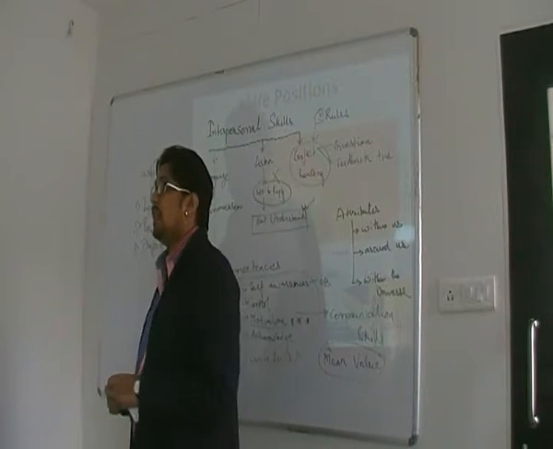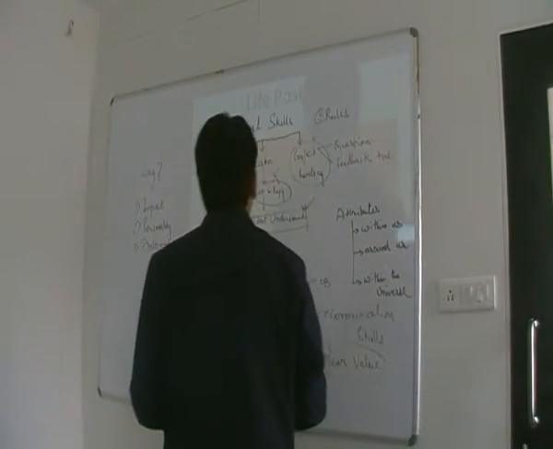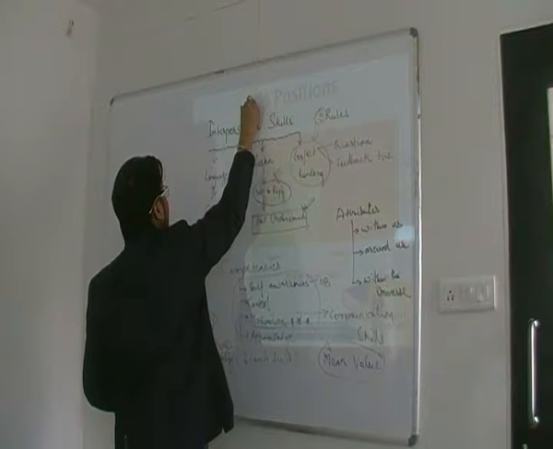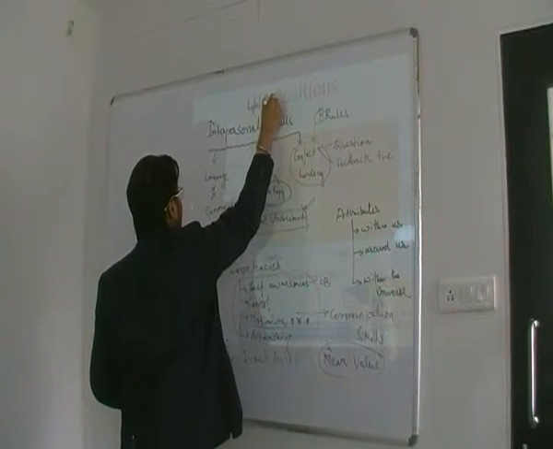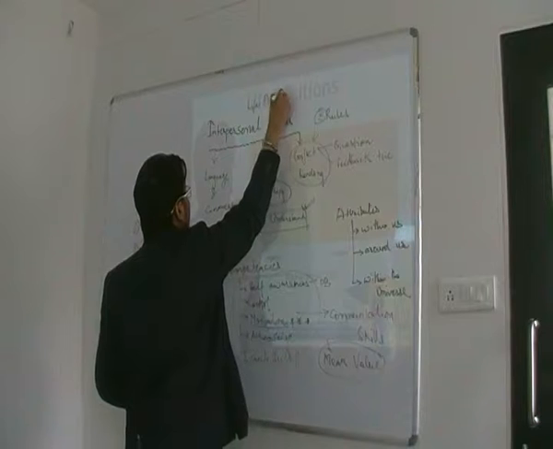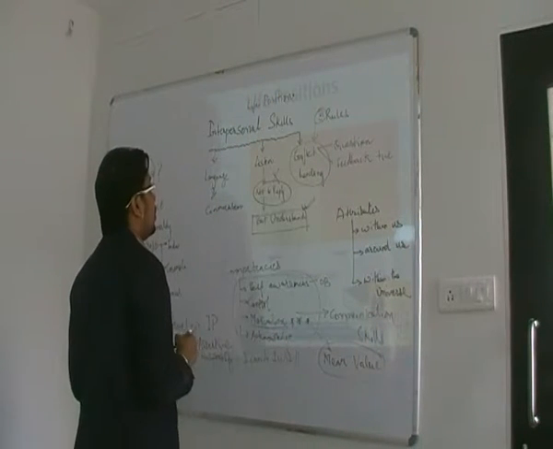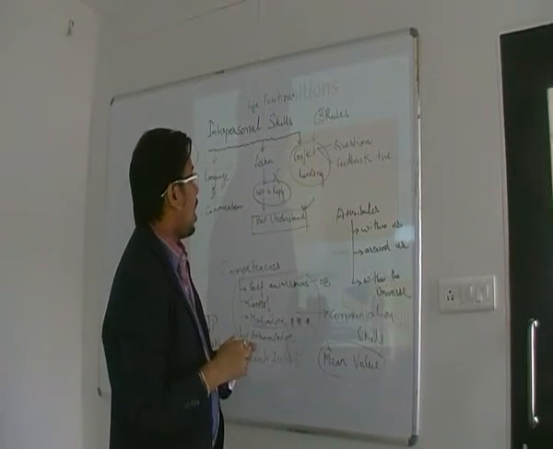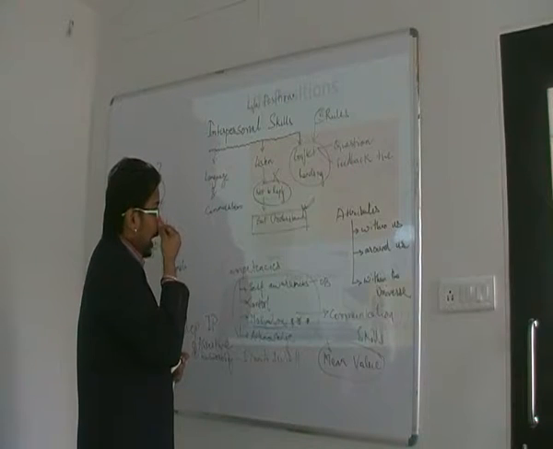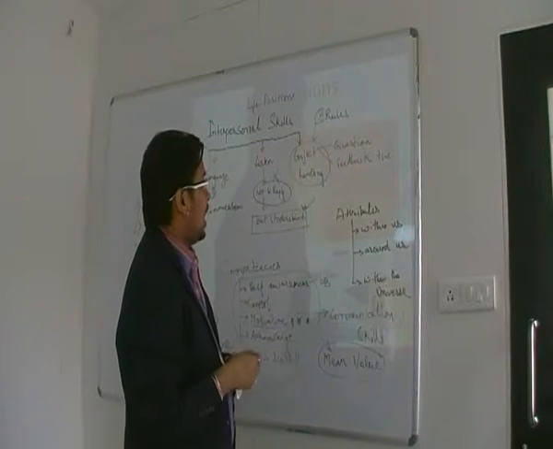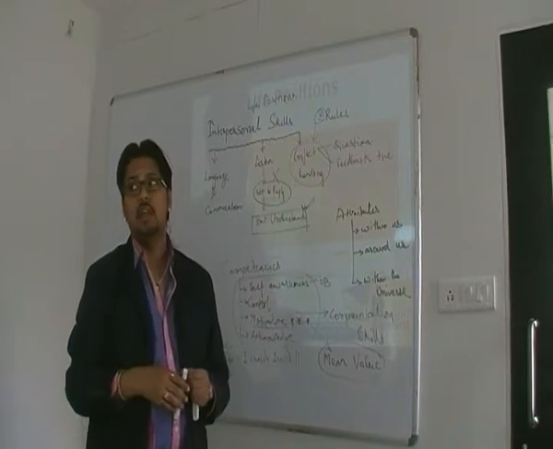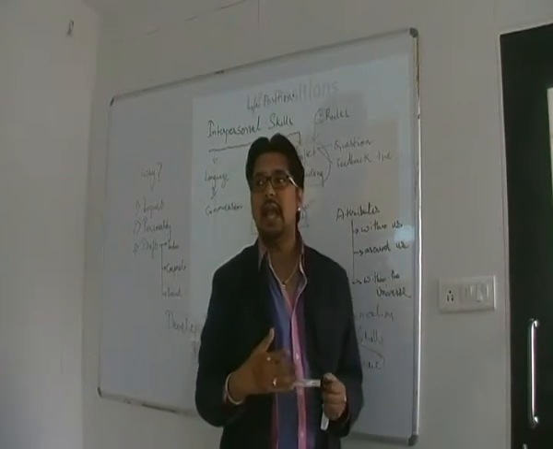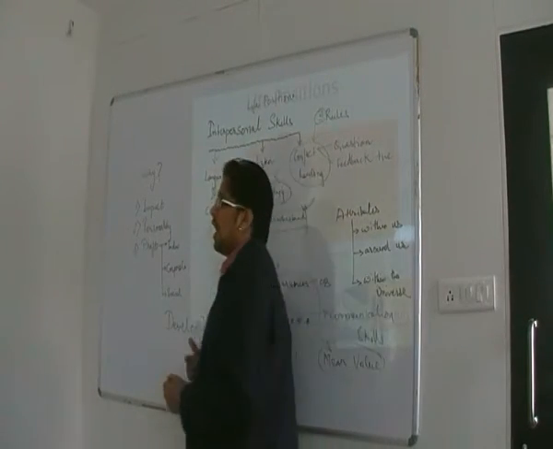Now, what are the life positions? If I talk about life positions, when we are talking about interpersonal skills, we talk about life positions. There are 4 types of life positions, and what are they? They are I'm okay, you are not okay. I'm okay, you are okay. The third one is I'm not okay, you are not okay. And the 4th one is I'm not okay, you are okay.